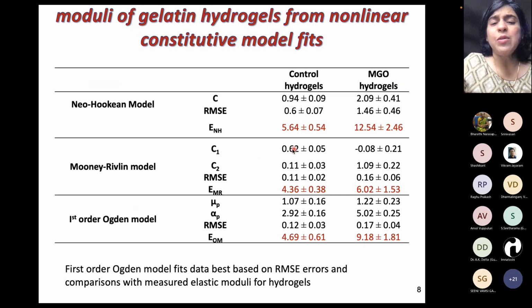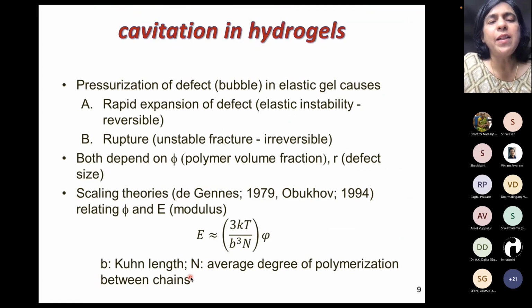So what we next did, and you can see these fits over here, we also explored how good the fits are with the calculated moduli. And sure enough, we see that the first-order Ogden model fits best as far as the RMSE errors are concerned, as well as the measured elastic moduli for the hydrogels. So this is our choice of model for gelatin hydrogels. With this, we next wanted to measure failure in the hydrogels.